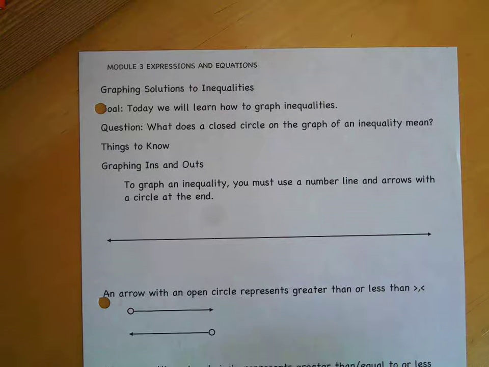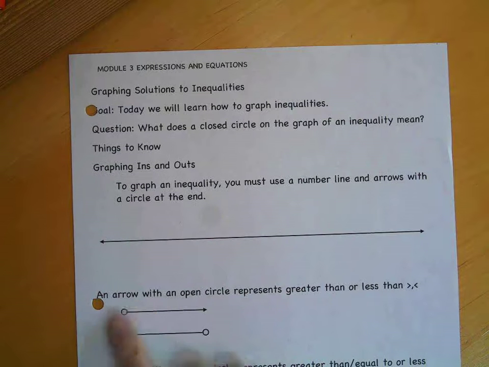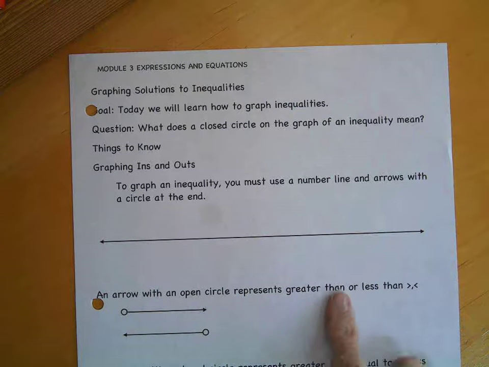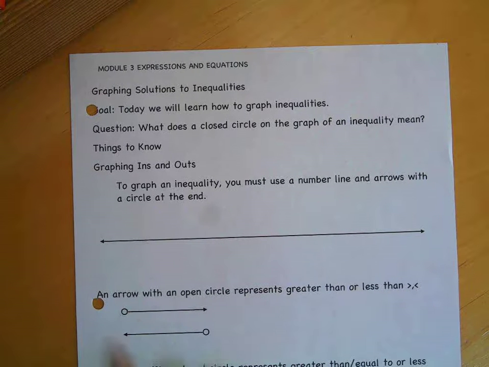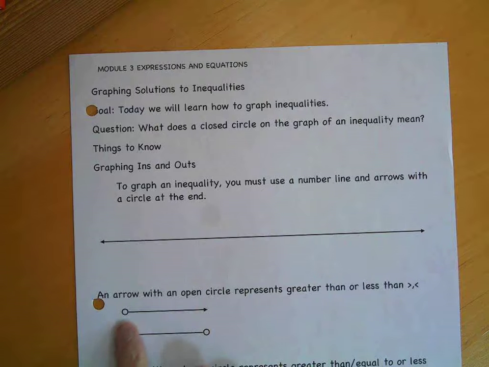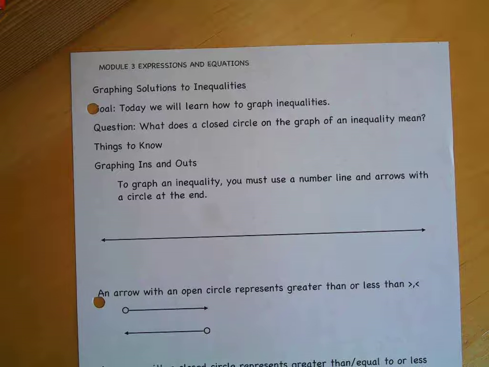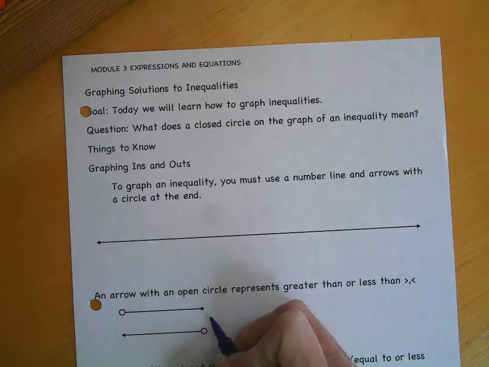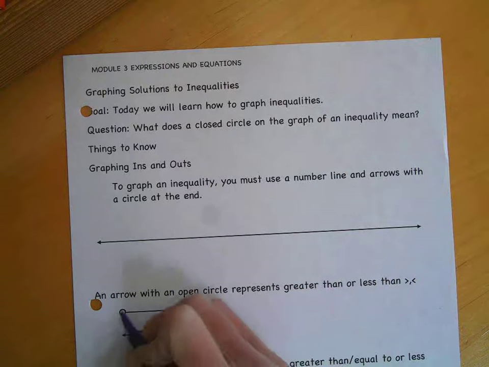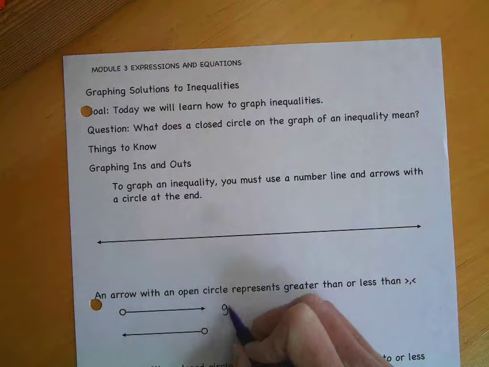Something that you need to be aware of is that an arrow with an open circle means that it is greater than or less than, depending on which way the arrow is showing. So on this one, if the value is sitting under here, then we would be talking about all of the values that go to the right. This shows that the value of the variable would be greater than, because your variable sits on the number right here, and then we're talking about everything with a value greater than that. So this open circle with an arrow to the right means greater than.